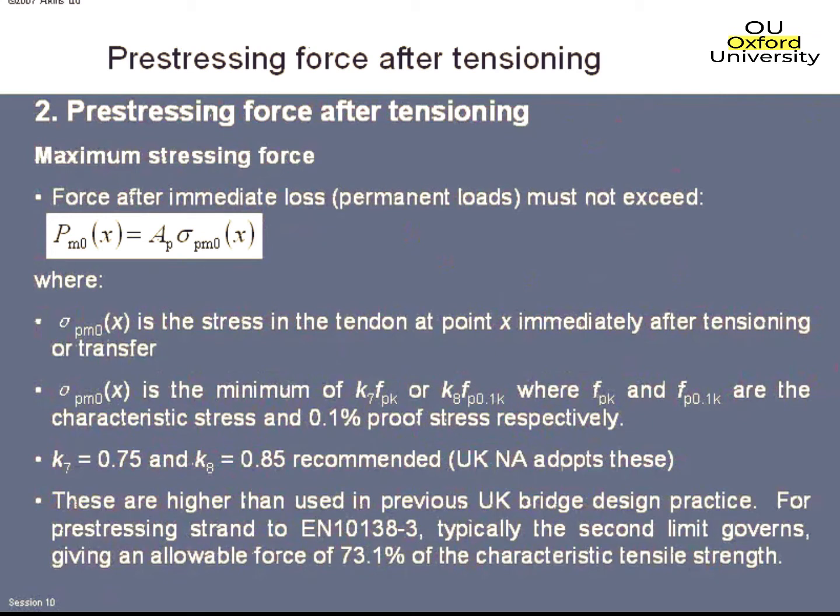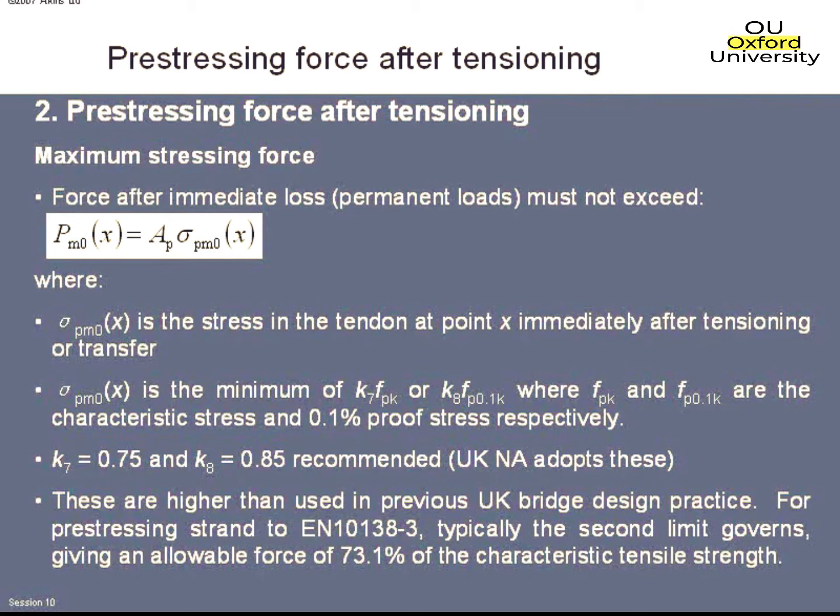It basically says that Pm at t equals 0, at any position x along the strand, mustn't exceed Ap, the area of the strand, times another limit, sigma pm0(x). And this limit is, again, the lower of two limits. It's the lower of K7 times the ultimate tensile strength, or K8 times the 0.1% proof stress. Again, the UK National Annex has adopted the recommended values of K7 of 0.75 and K8 of 0.85. And that once again means that the second limit is normally the governing one with normal strands, and it will equate typically to an allowable stress after lock-off of 73.1%.